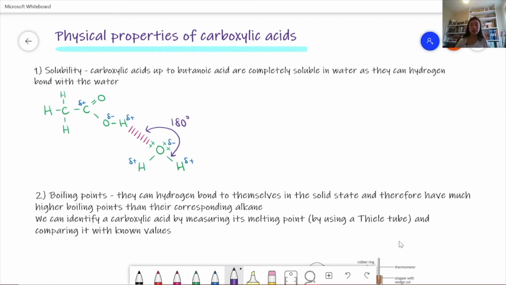Another way that we can draw this is by bonding the hydrogen of the water with the oxygen in the double bond of the carboxylic acid. So for example, we have ethanoic acid, but this time we're bonding the oxygen instead of the hydrogen. And so again, we put in the partial charges. So we've got a partially negative charge here, whilst a partially positive charge here. And then we can form a hydrogen bond.